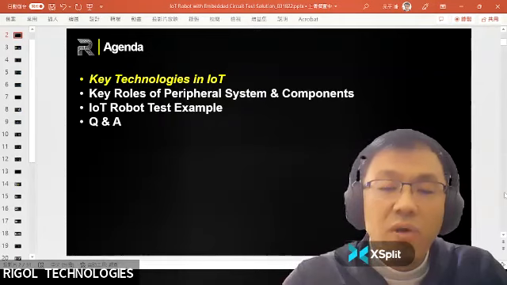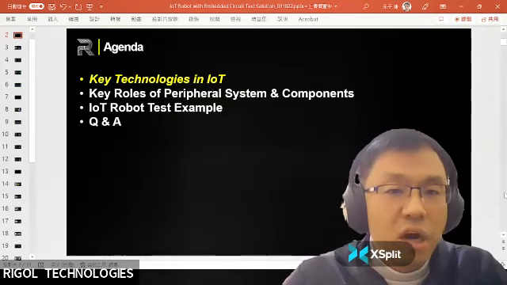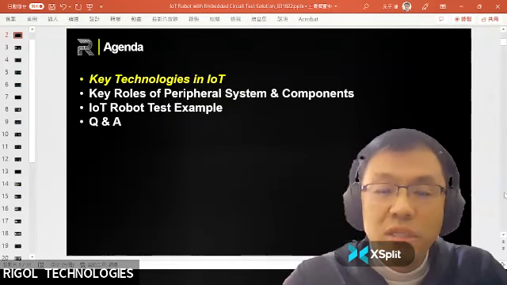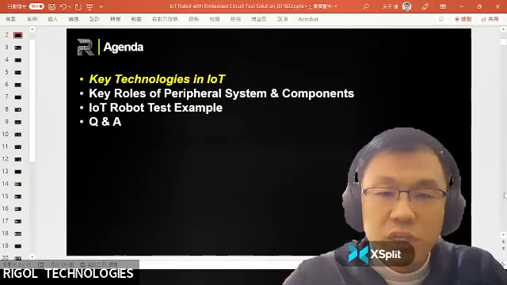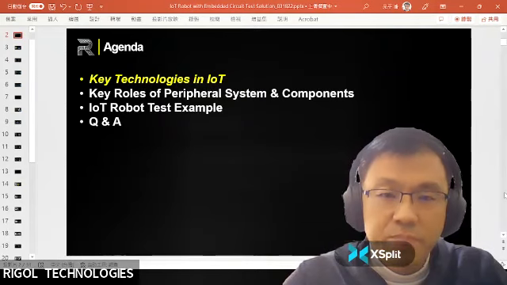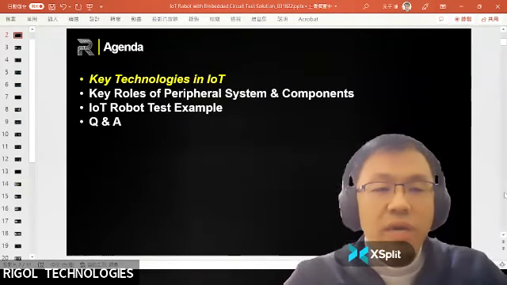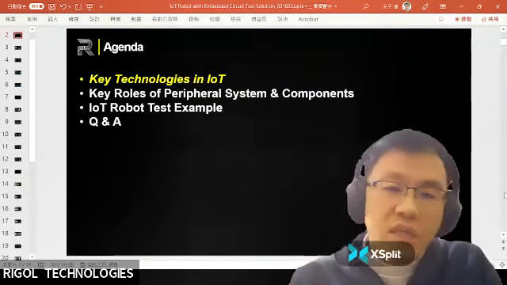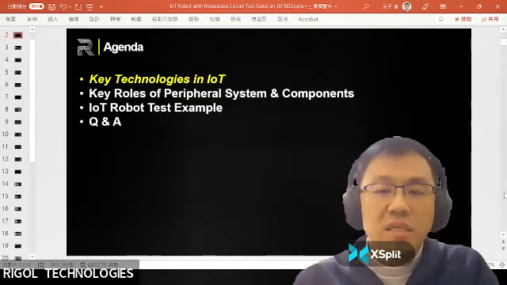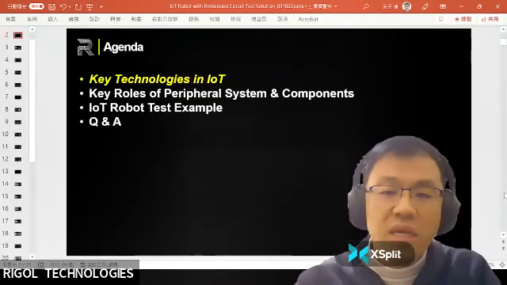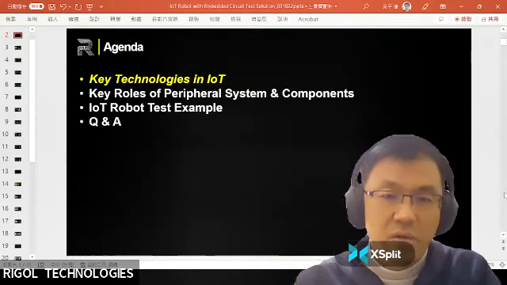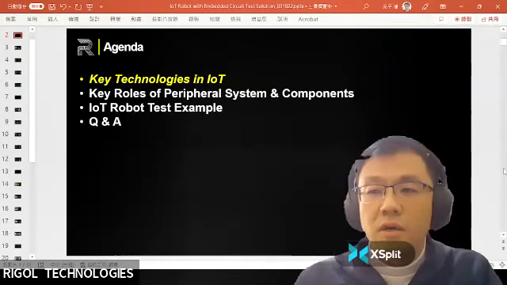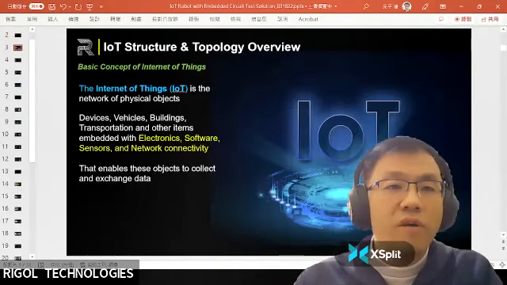And finally, I will have a live demonstration of our Bluetooth and other wireless test solutions as a real demonstration for your reference. And we can open the question and answer time at the last session. If you have any technical questions, we can have a more detailed discussion in advance. Okay, so now we will go to the first slide.